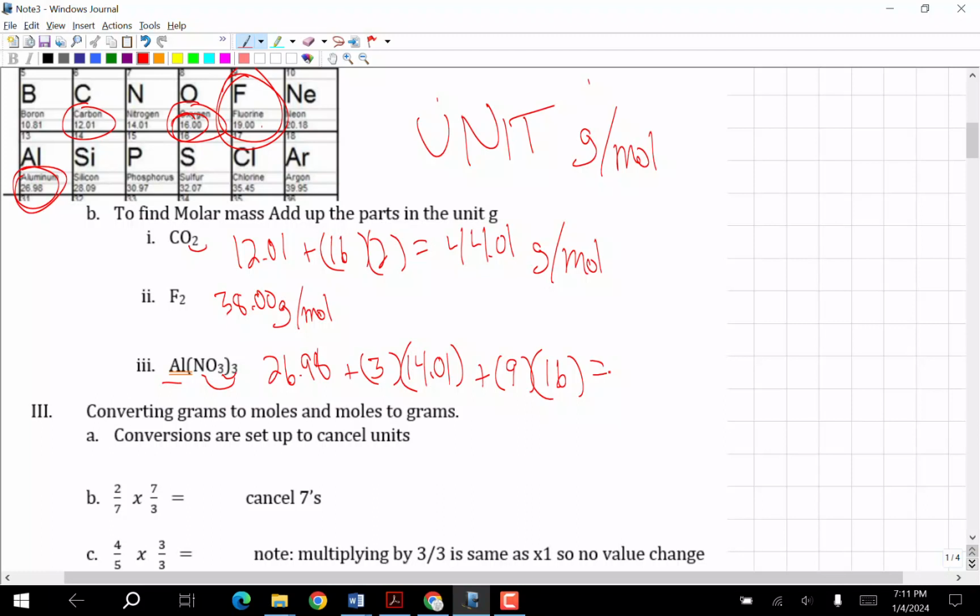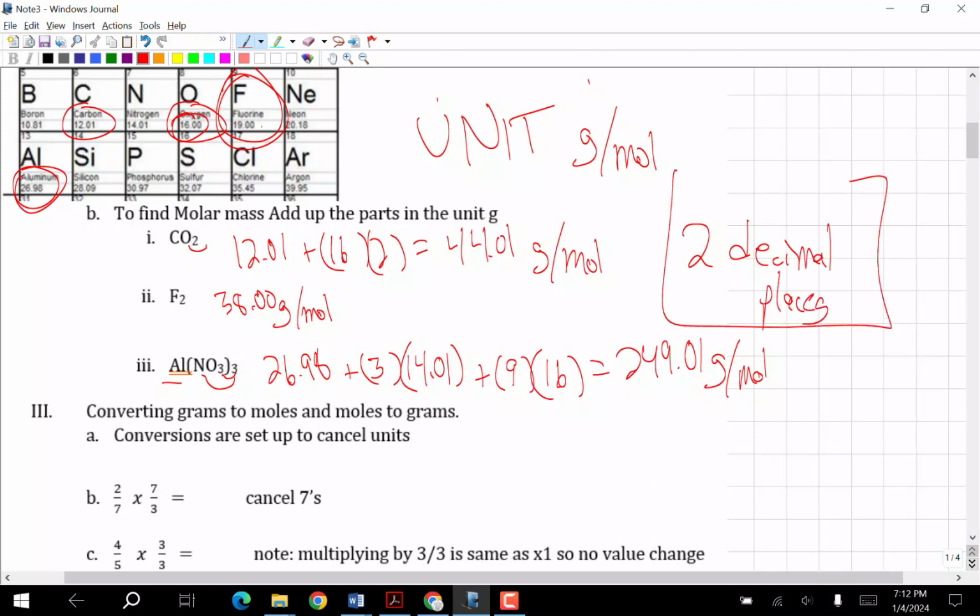26.98 plus quantity 3 times 14.01 close quantity plus quantity 9 times 16 close quantity. Enter. 249.01 grams per mole. Notice we want 2 decimal places. Okay? All right. Converting grams to moles and moles to grams.